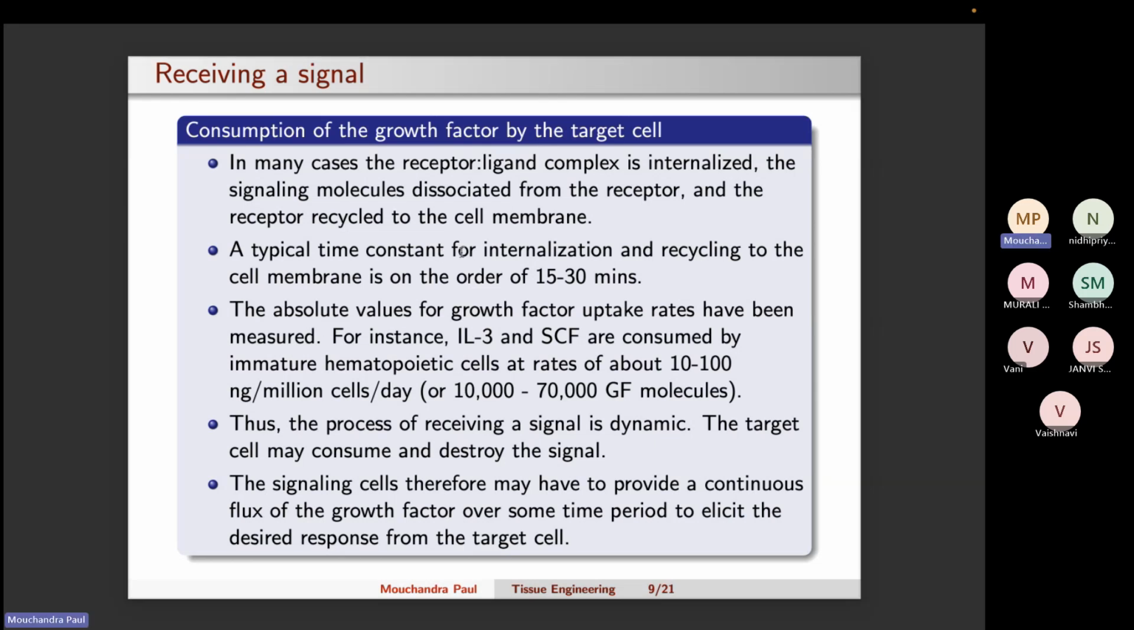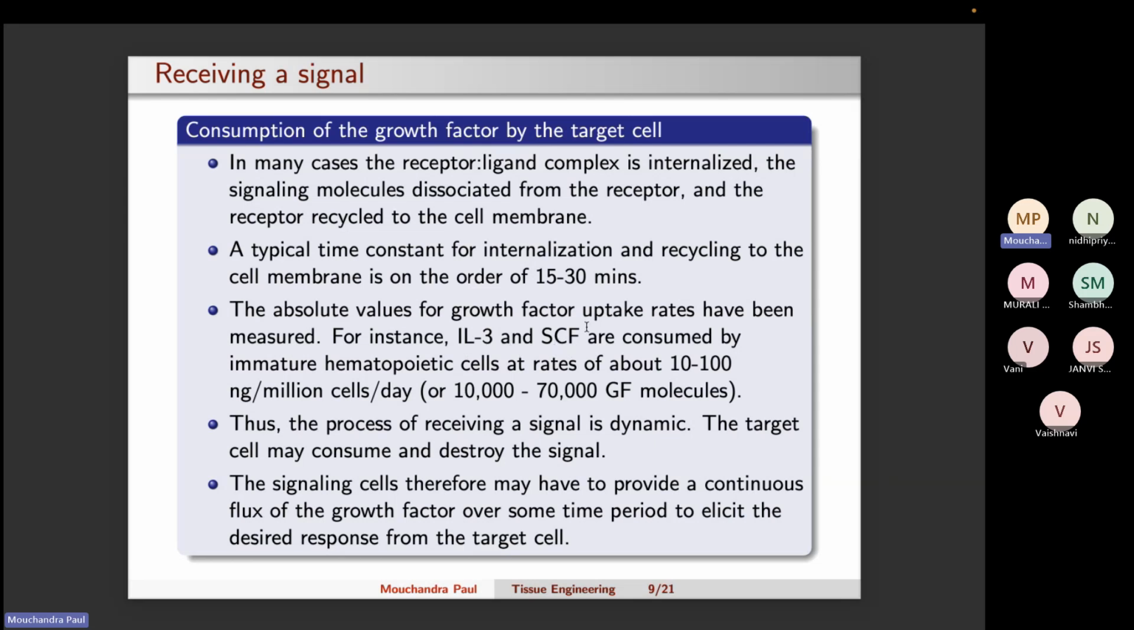So the typical time constant for internalization and recycling to the cell membrane is in the order of 15 to 30 minutes. So it takes 15 to 30 minutes for the cell to first internalize and then recycle that particular receptor to the cell membrane. The absolute values for both factors' uptake rates have been measured. What is the uptake rate? Uptake means internalizing rate. So people have measured, for example, IL-3, interleukin-3, and SCF.